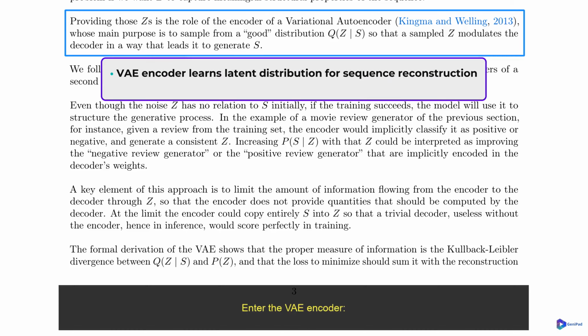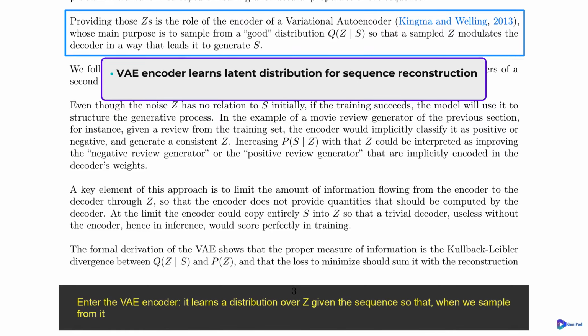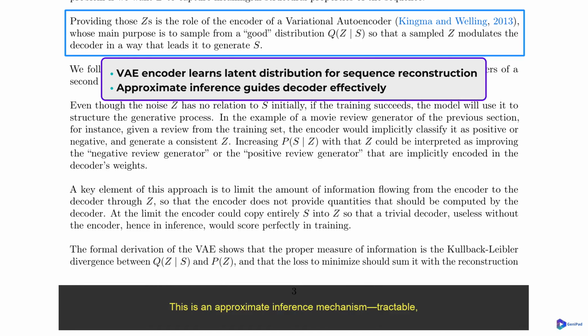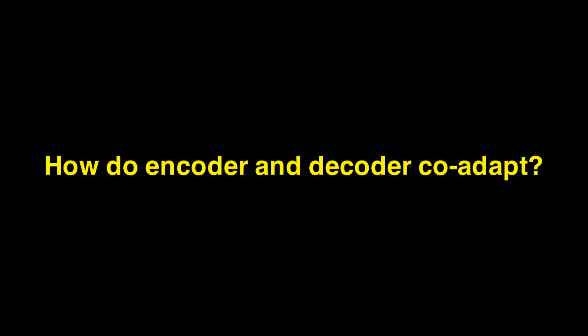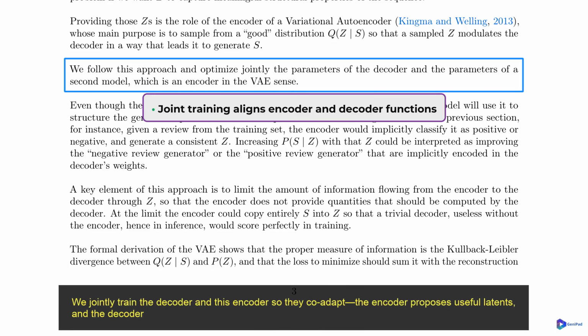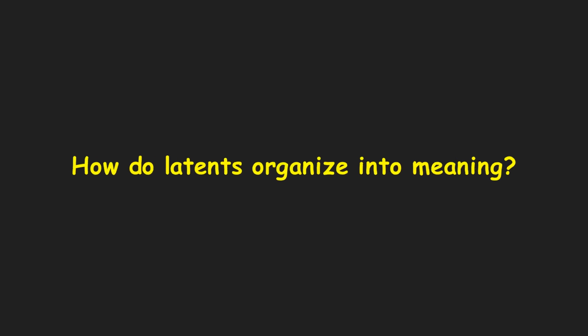Enter the VAE encoder. It learns a distribution over Z given the sequence so that when we sample from it and condition the decoder on that Z, the decoder is likely to regenerate the sequence. This is an approximate inference mechanism, tractable, learned, and good enough to guide the decoder. We jointly train the decoder and this encoder so they co-adapt. The encoder proposes useful latents, and the decoder learns to use them.